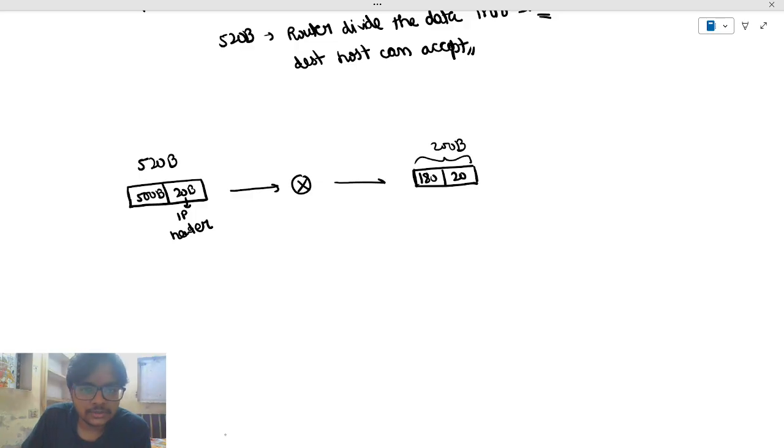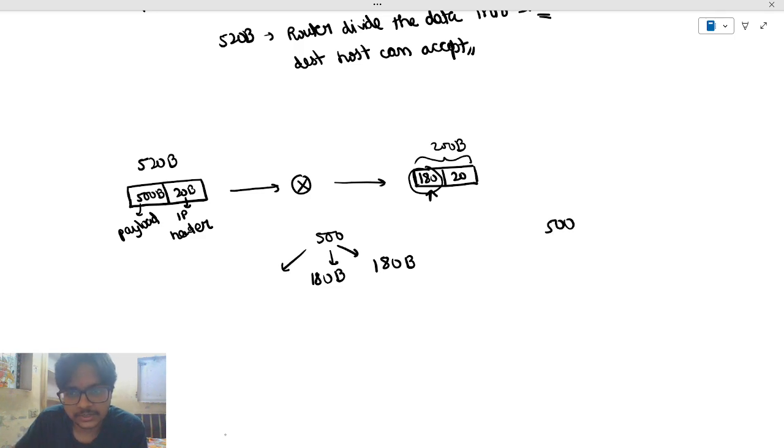So now the router will divide the data, divide the payload. This is the payload. From 500, it will divide. As you can see, the maximum acceptable unit is 180 bytes. So it will divide into 180 bytes, 180 bytes, and the remaining ones. So 500, 360, that leaves 140 bytes. So the last packet is 140 bytes. So now there will be three packets.